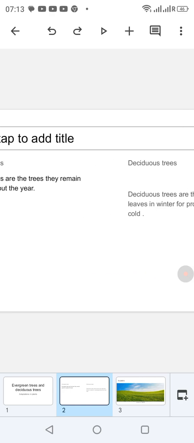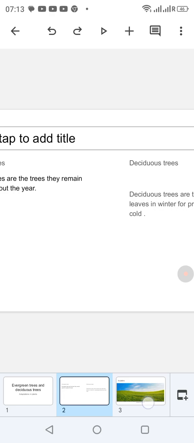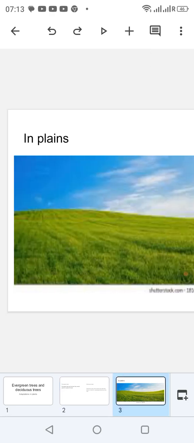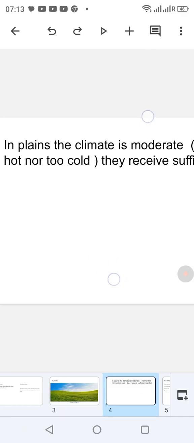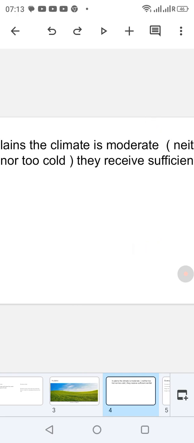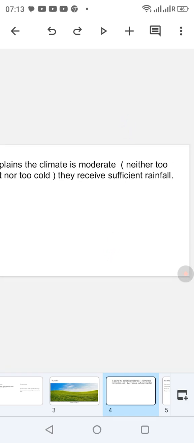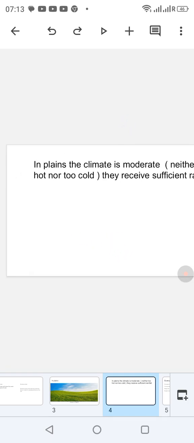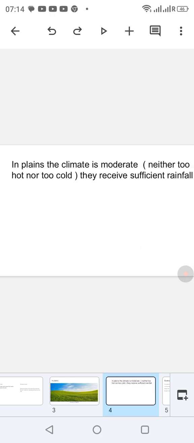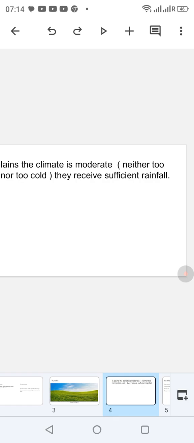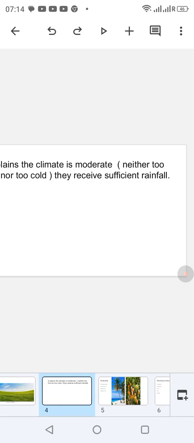We can see these deciduous trees and evergreen trees in the plain areas. This is the image of a plain landform. In plains the climate is moderate. What do you mean by moderate? Moderate means neither too cold nor too hot. And one of the main features of plains is that they receive a sufficient amount of rainfall.